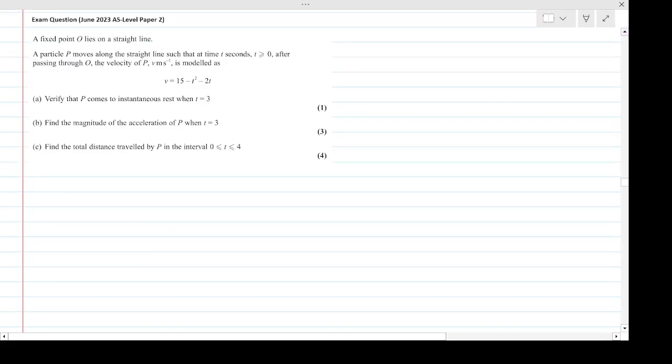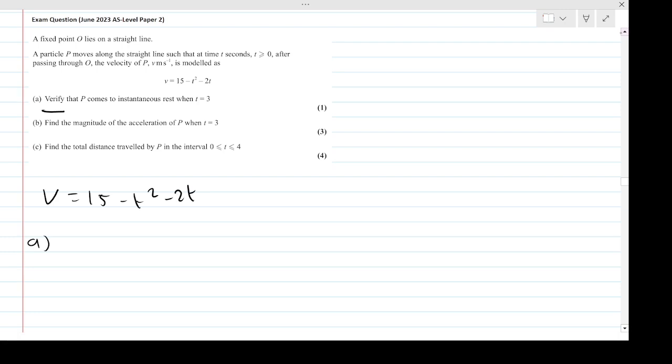Okay, so we've got this question here then. Here we're told a fixed point O lies on a straight line. A particle moves on the straight line such that at time t seconds, the velocity is given by 15 take away t squared take away 2t. Then in part A it wants me to verify that P comes to instantaneous rest when t is 3.